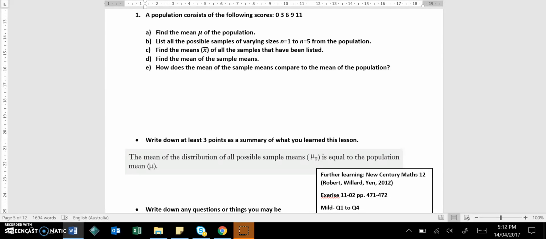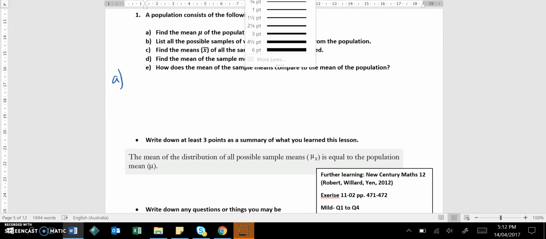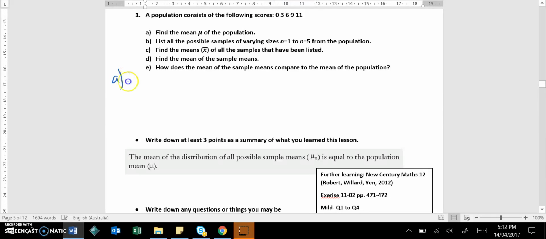Part A is to find the mean, mu, of the population. So for part A, I'm going to write down that mu, just kind of like a curly M, is going to be the mean of those 5 numbers. So I'm going to do 0 plus 3 plus 6 plus 9 plus 11 and divide by 5. And when you type that in your calculator, you get 5.8. So this is the mean of the whole population.